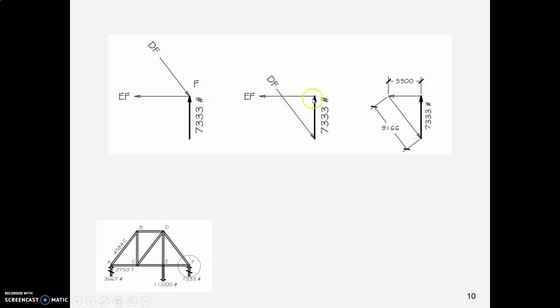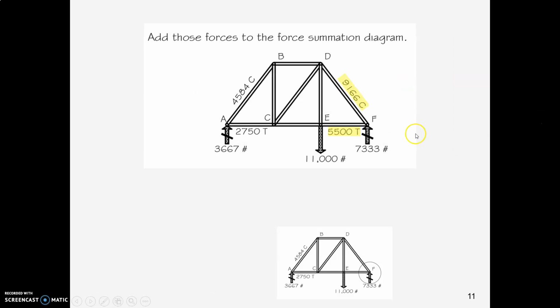EF, I don't know how long it is, so I'll just make a big old long arrow. And the slopey one, I don't know how long it is either. I did assume it must be compressing. It must be pointing towards. So there's that one. And now I can measure how long those lines are. And here are the numbers I came up with: 9166 and 5500. And now I can write those numbers on my force summation diagram.